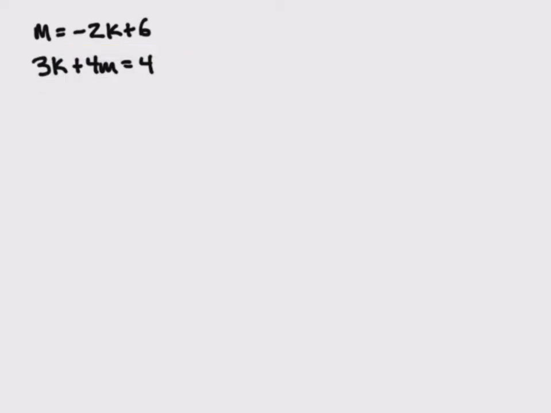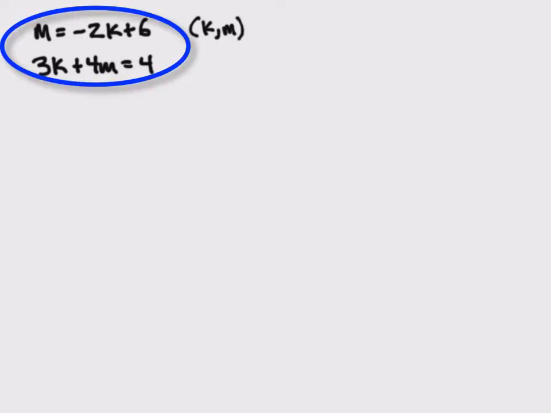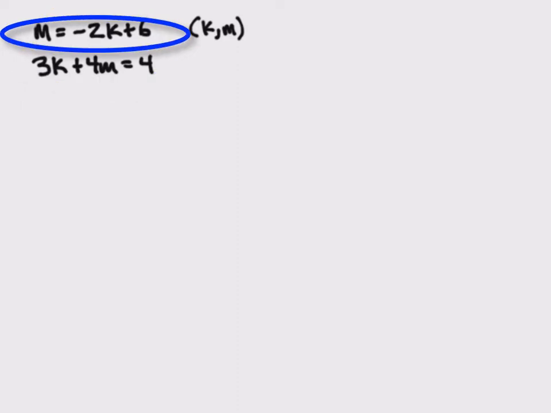Could there possibly be an easier way? Well, again, let's assume that there's an ordered pair, k comma m, that makes both statements true at the same time. That is, let's go ahead and assume that both of these statements are true. Therefore, m is equal to negative 2k plus 6. m and negative 2k plus 6 are the same thing.